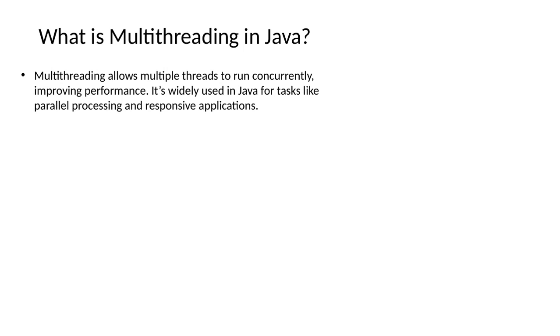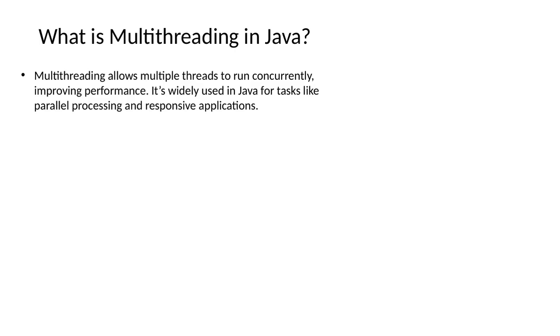Multithreading in Java lets multiple threads run at the same time, which helps improve the overall performance of an application. This is especially useful for tasks that can be done in parallel, like processing large amounts of data or handling multiple user interactions without making the application feel slow or unresponsive.